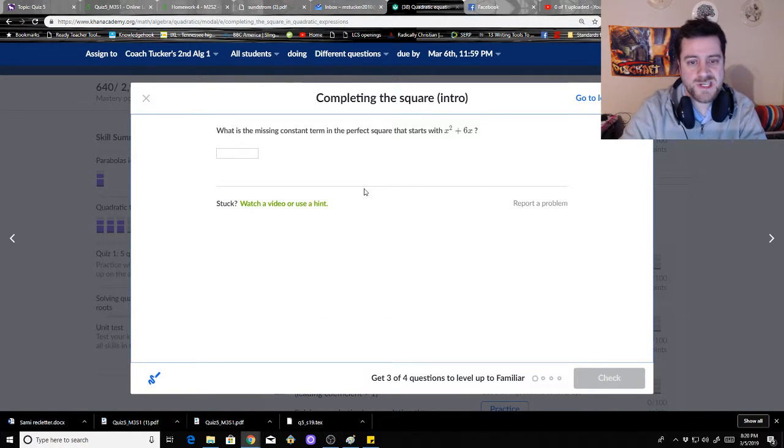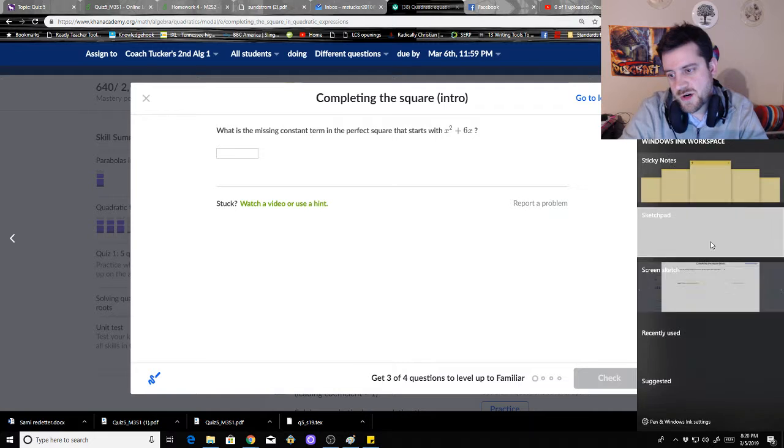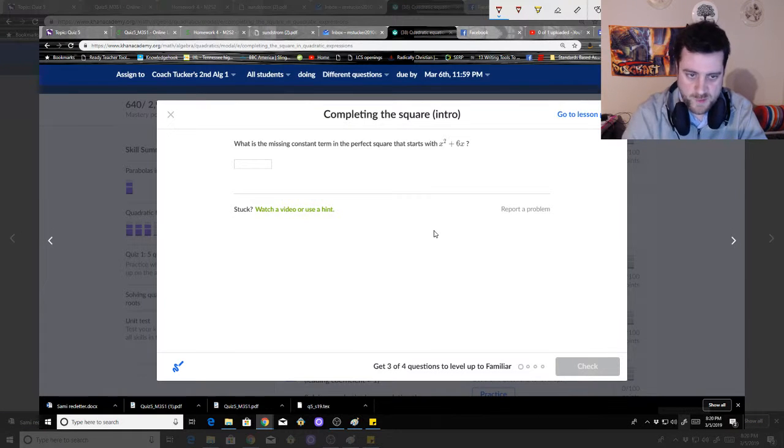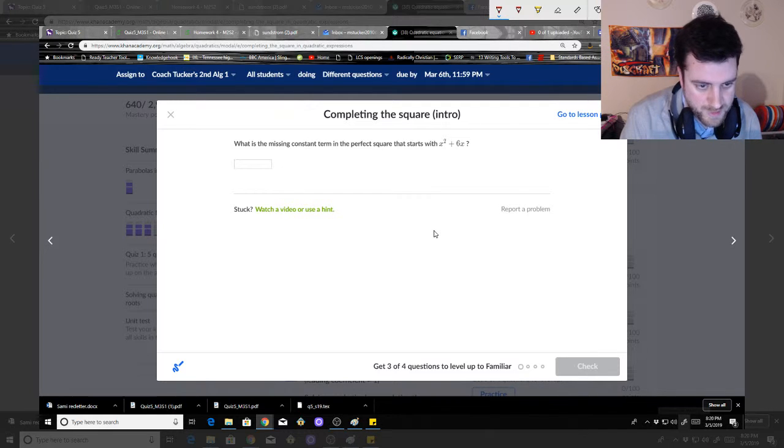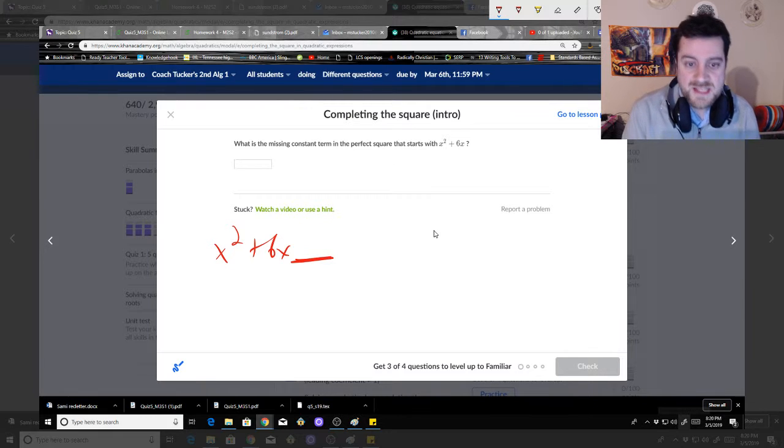We have, what's the missing term in the perfect square that starts with x squared plus 6x? This is just to start helping you learn how to complete the square. So how do you complete the square? If you remember from when we talked about perfect square trinomials, the back term is one of the checks. So we have x squared plus 6x, and we're trying to figure out what c is going to be to make this a perfect square trinomial.